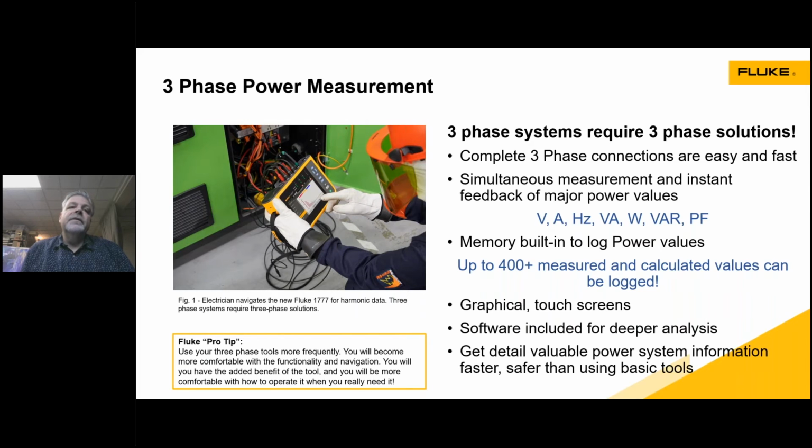It allows you to become more comfortable with the functionality and navigation. You're going to have the added benefit of buying that tool and maybe potentially find problems ahead of time. And you'll also know how to operate it when you really need to know it, when the chips are down and you need to get power back onto a system, as an example.